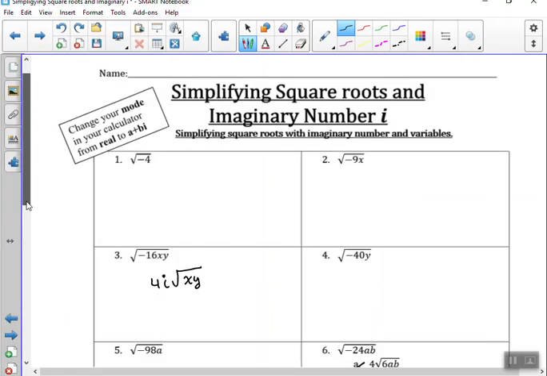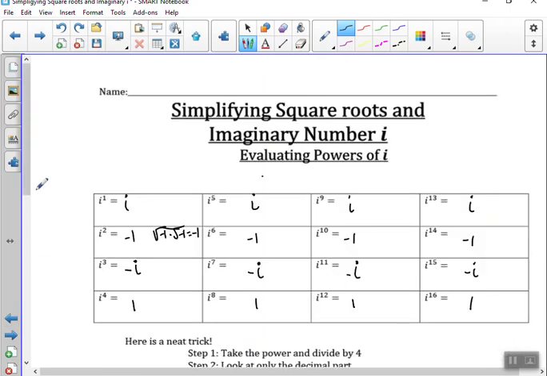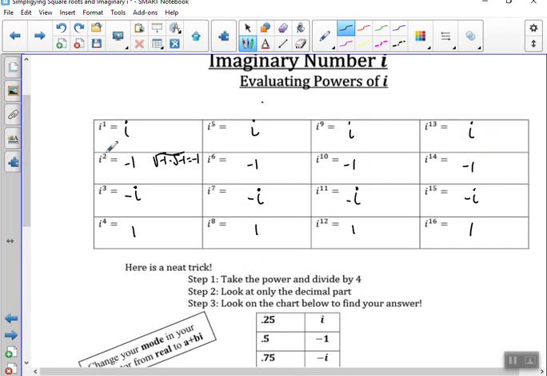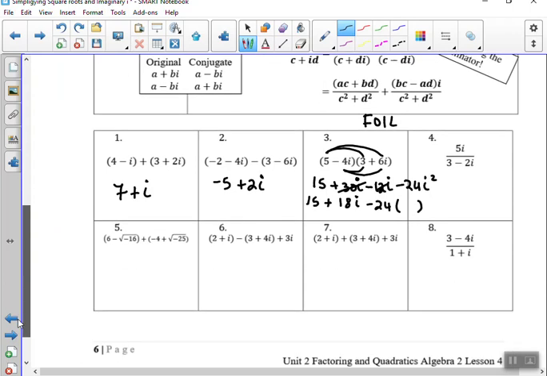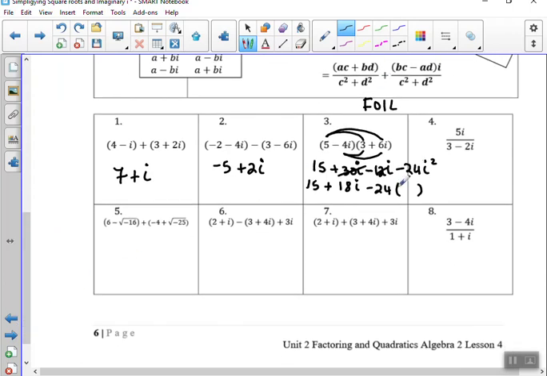Let me go back to the previous page. This is something that you should remember about i squared. Yep, i squared is negative 1. Okay, so that's something I do want you to remember because it becomes very useful. i squared is negative 1. So this is 15 plus 18i plus 24, because you have negative 24 times negative 1. You get positive 24. I'm still not done.